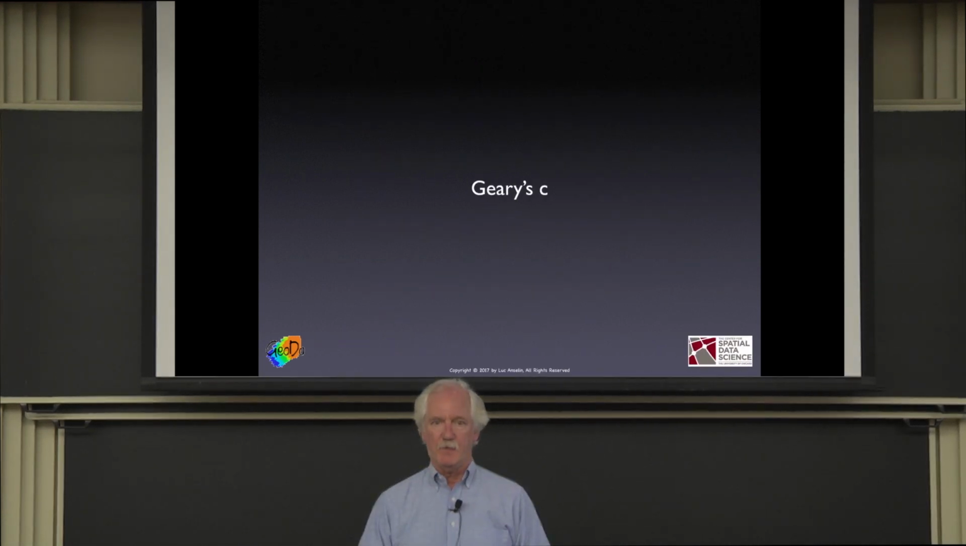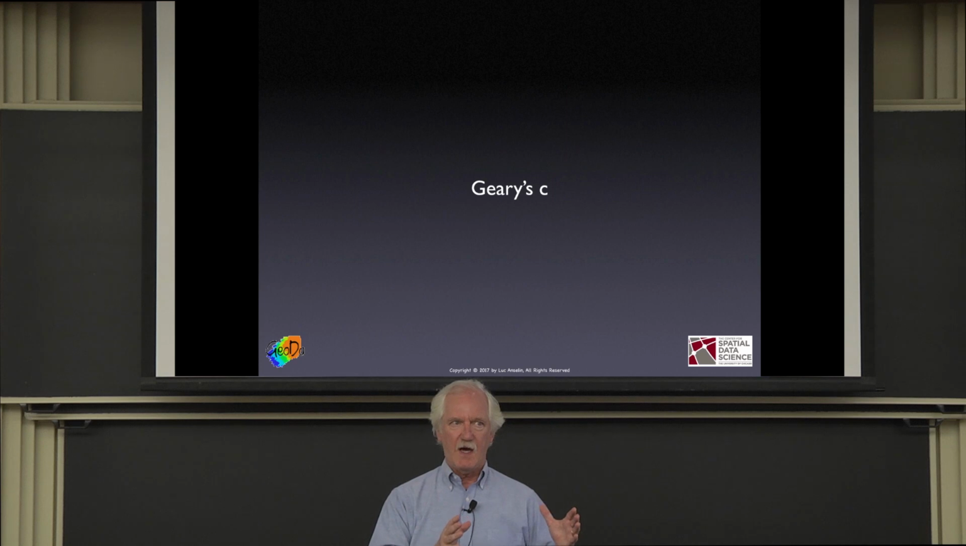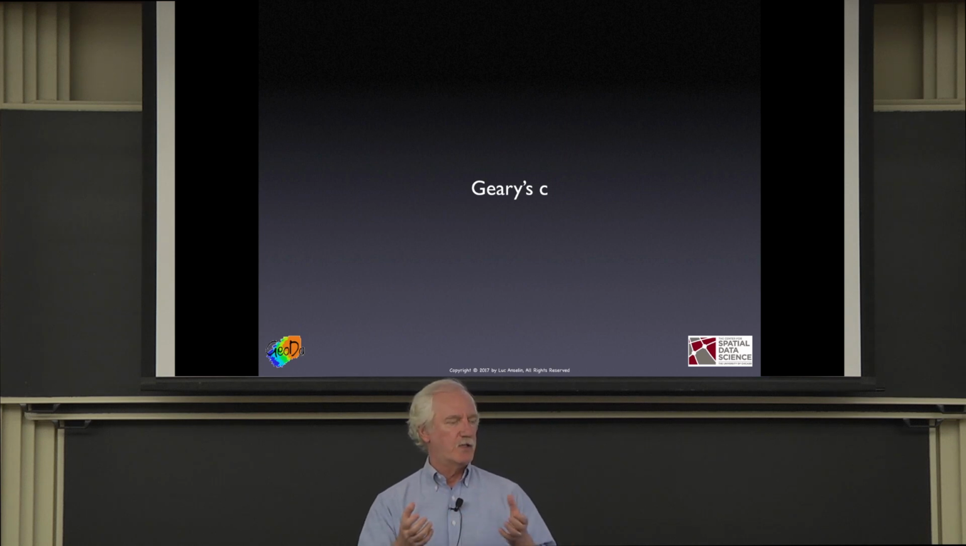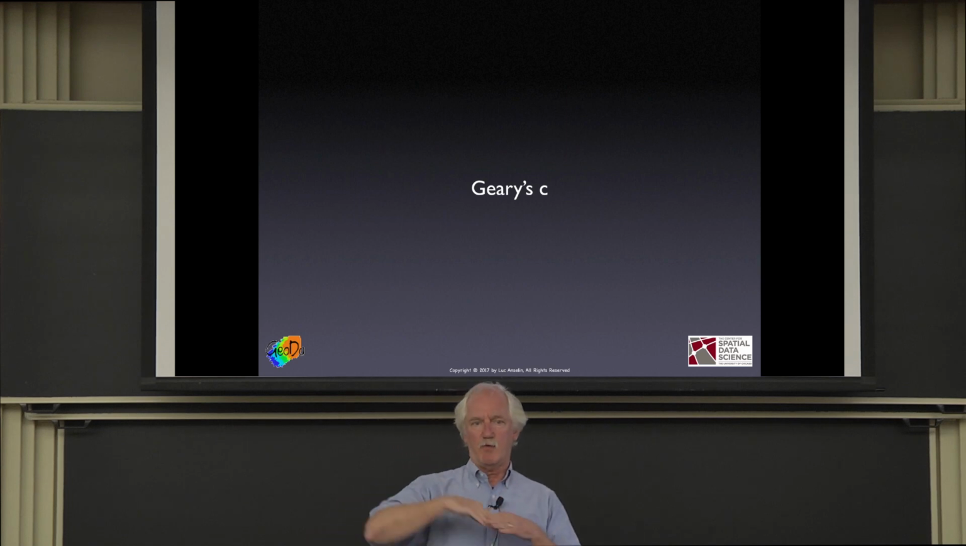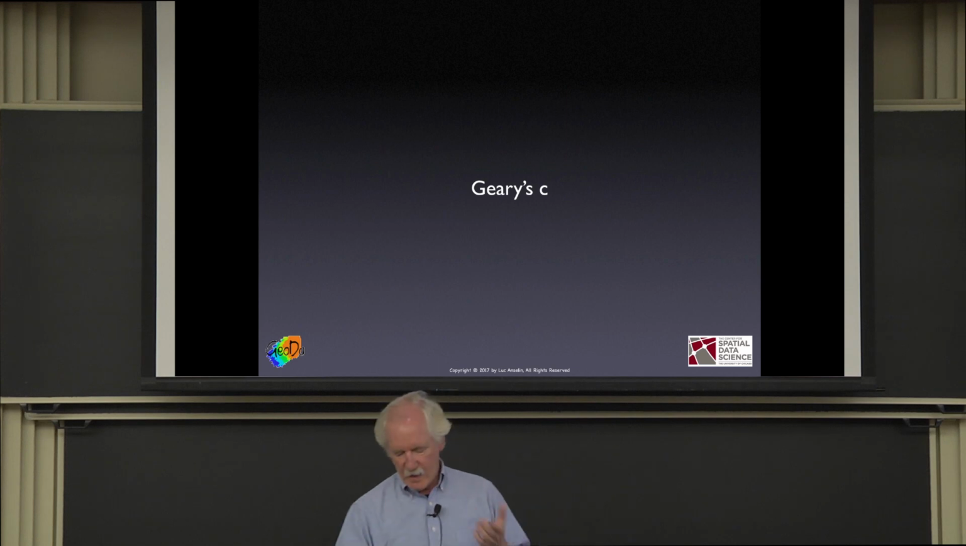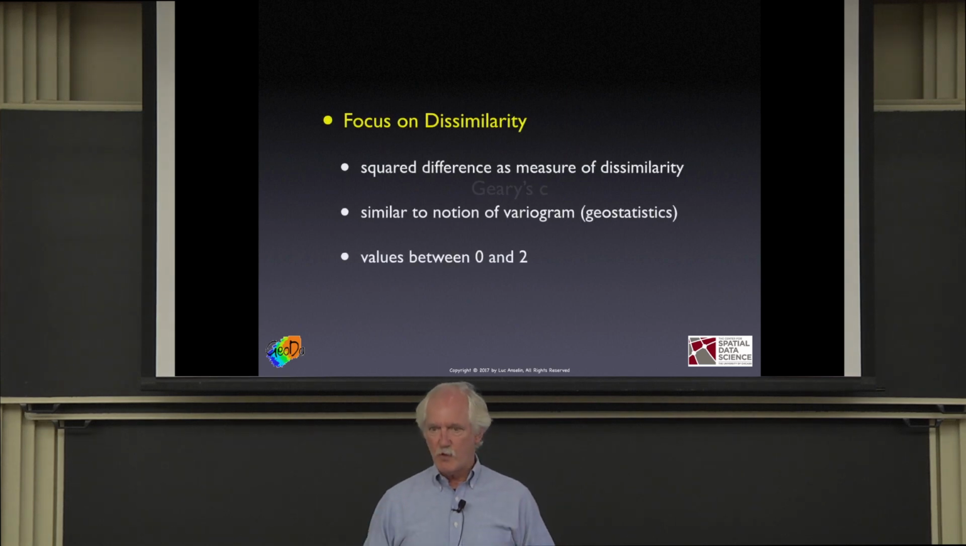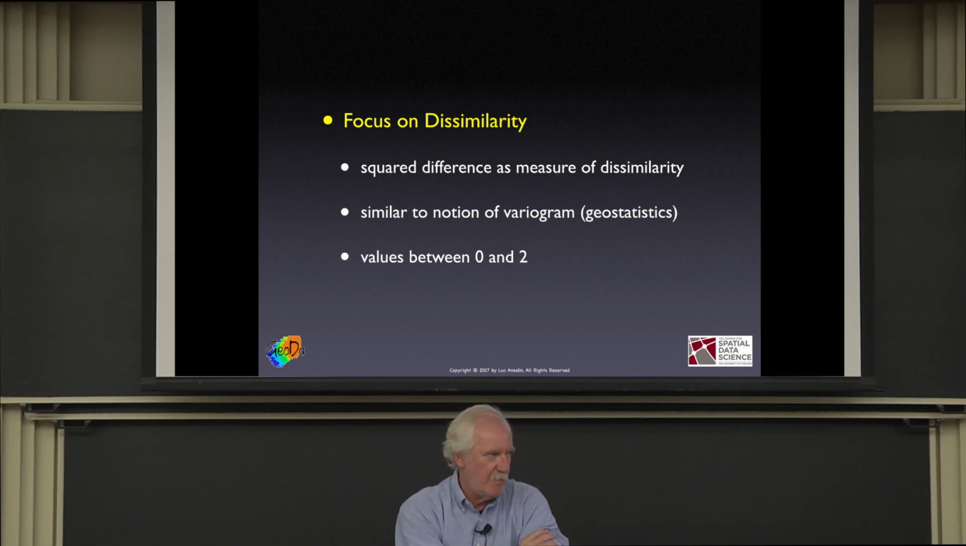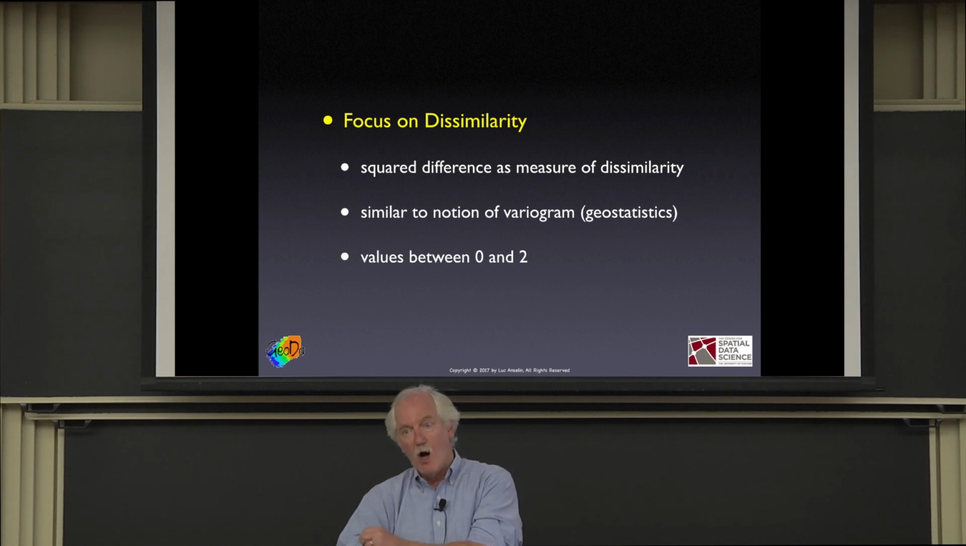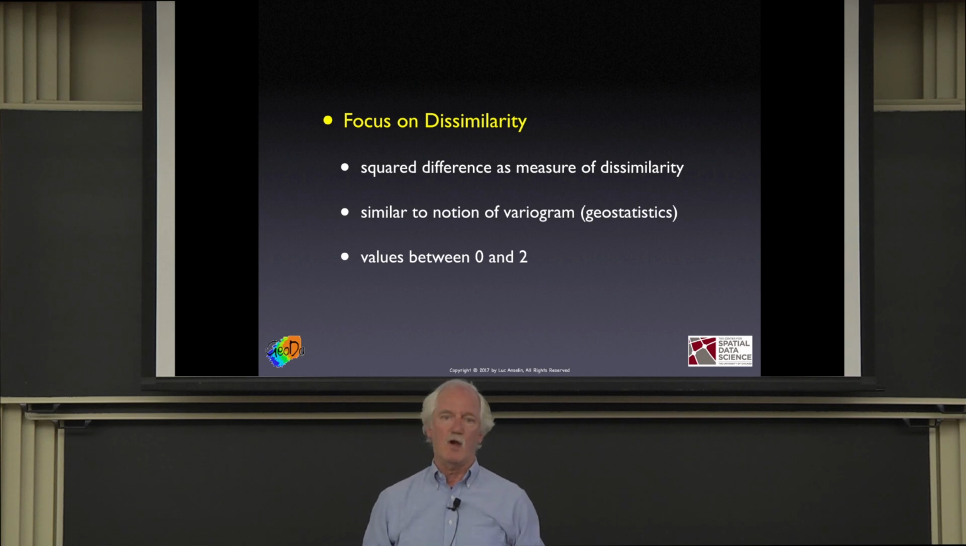Okay, Geary C. So Moran's I, cross-product. Cross-product, as we'll see in a few minutes, has a direct relation with a regression linear association. We're very comfortable with that. Geary C is focused on dissimilarity, which is not the same as similarity. It's the opposite. So when the values are small, the two observations are more alike. When the values are large, they are not alike.